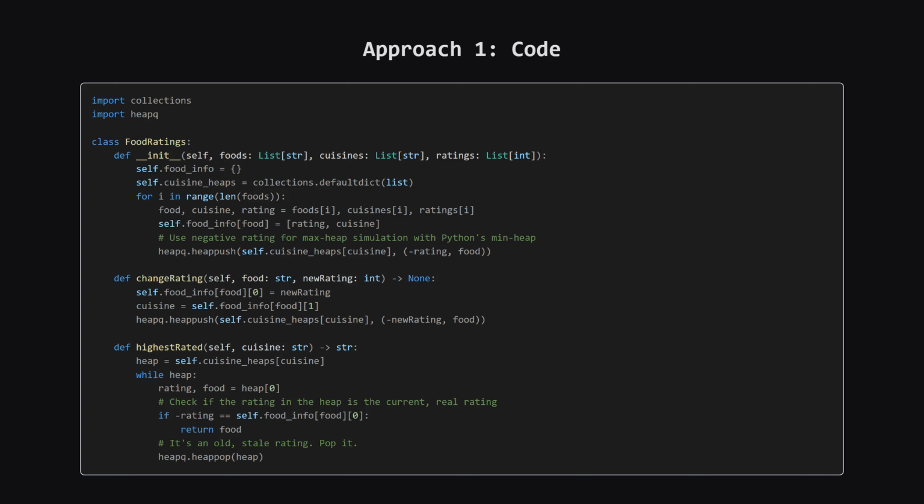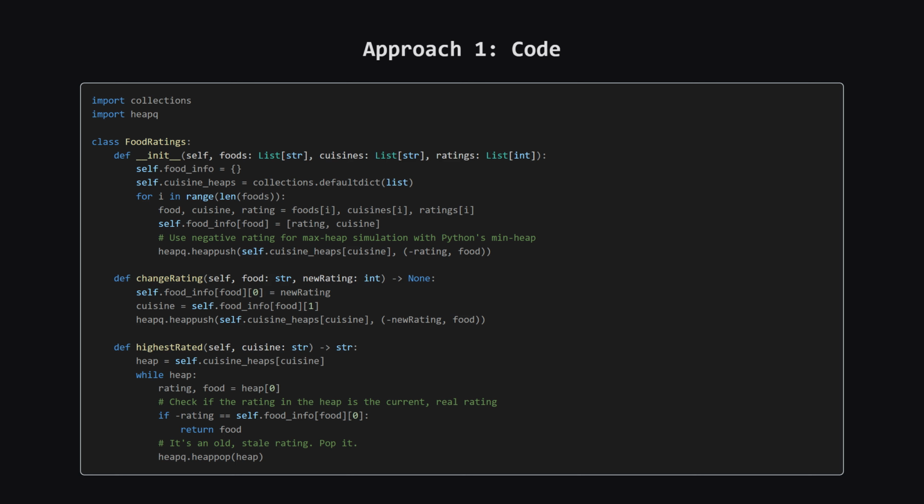Here is the full code for the priority queue approach. In the initializer, we populate our maps and push the initial ratings into the correct heaps. Notice we push the negative of the rating. That's because Python's heap queue is a min heap, so using negative numbers makes it behave like a max heap.